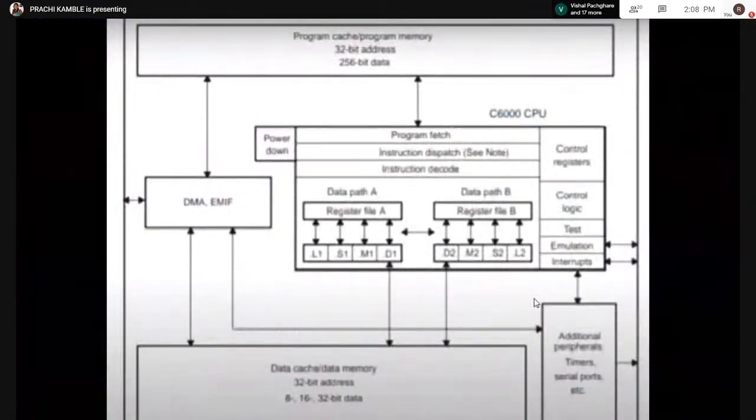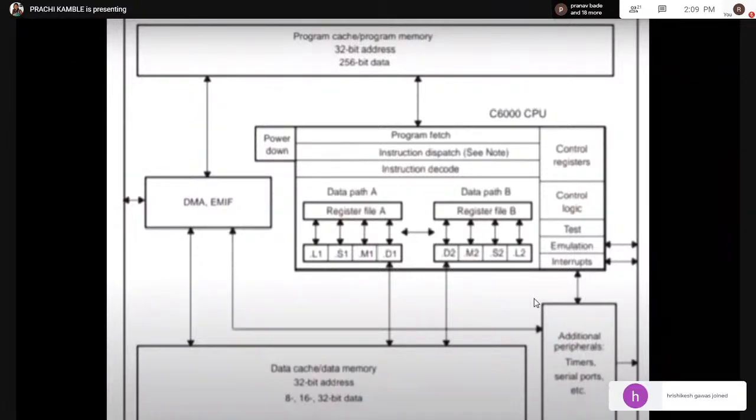Okay, so in our syllabus, we are going to study the architecture of the DSP processor. The DSP processor is the TMS320C67XX DSP architecture. Okay, so this is a DSP processor which belongs to Texas Instruments. Okay, and this is the overall architecture of the DSP processor.